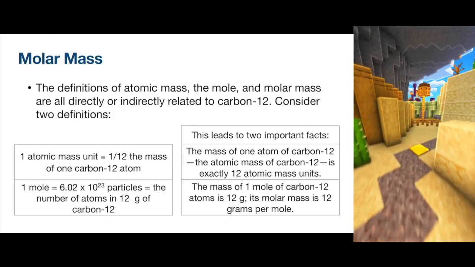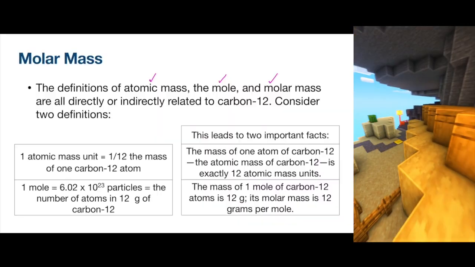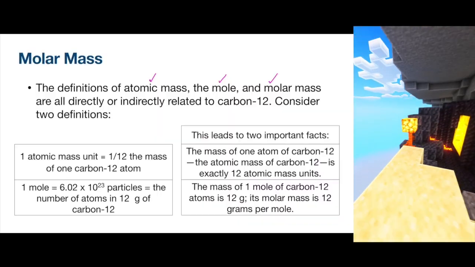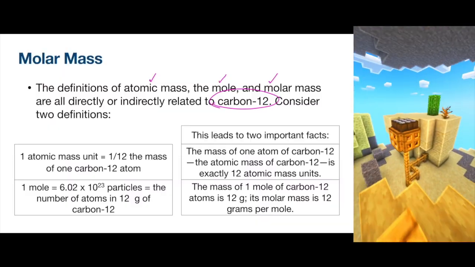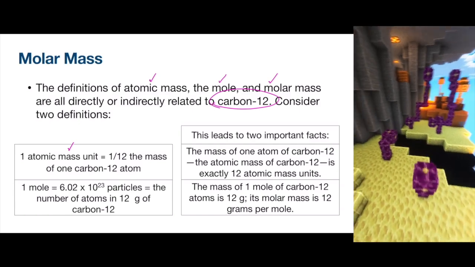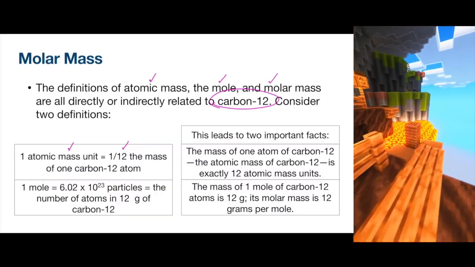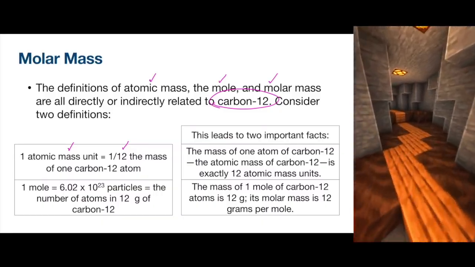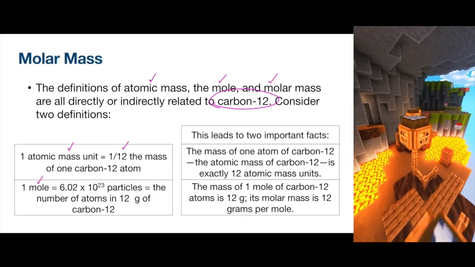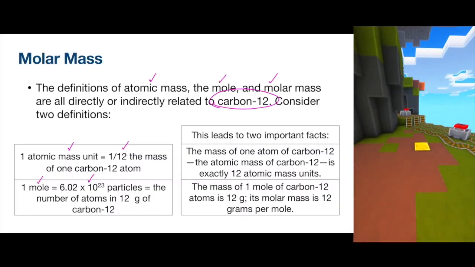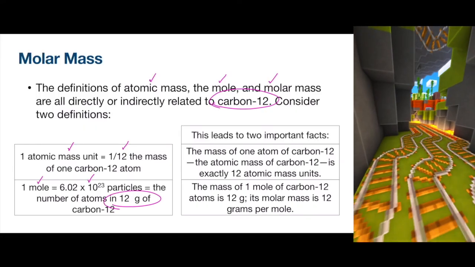Moreover, many of the ideas we talked about, the atomic mass, the mole, and the molar mass, are all connected to one reference element, which is carbon-12. First, by definition, one atomic mass unit is equal to 1/12 of the mass of a carbon-12 atom. This is what sets the scale for atomic masses in the periodic table. Second, 1 mole is defined as 6.02 times 10 raised to 23 particles, which is exactly the number of atoms found in 12 grams of carbon-12.